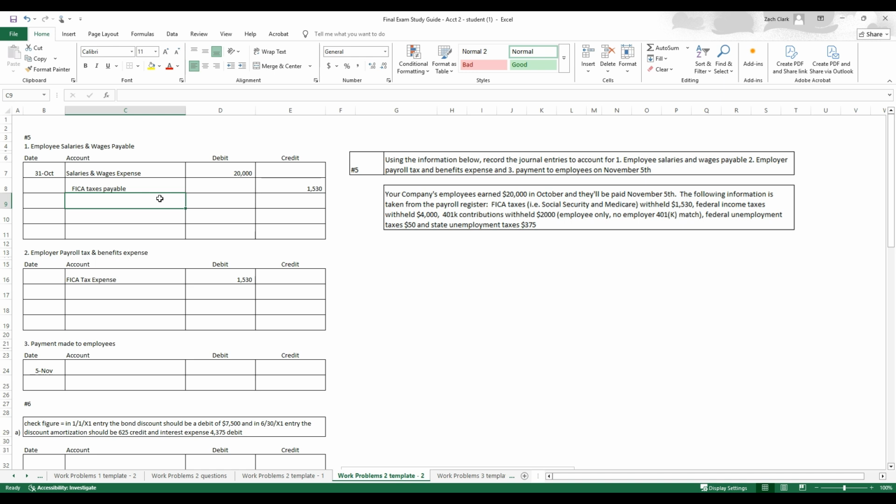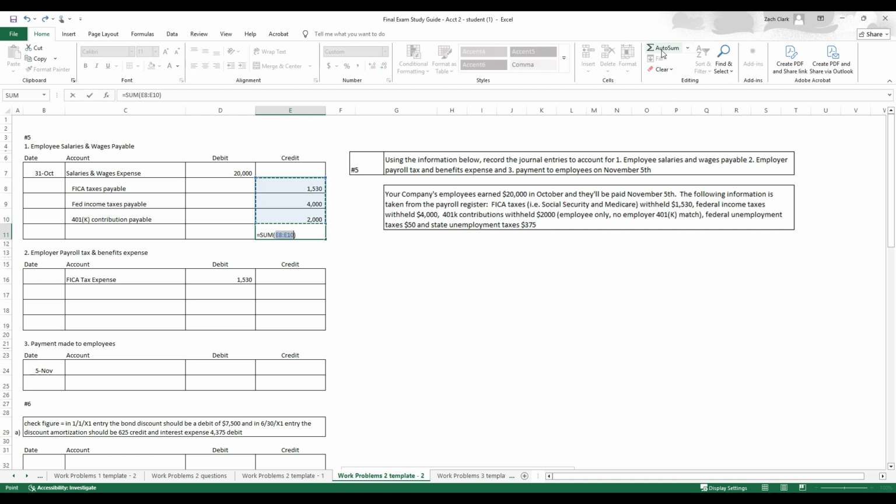Okay, we have federal income taxes, again withheld from the employees' paychecks, $4,000. None of that is related to the employer. That's just us as the employer withholding it from the employees. Then we've got 401k contribution payable. We withheld $2,000 from the employees' paychecks for their investments, their retirement accounts, and we need to remit those to the retirement account provider.